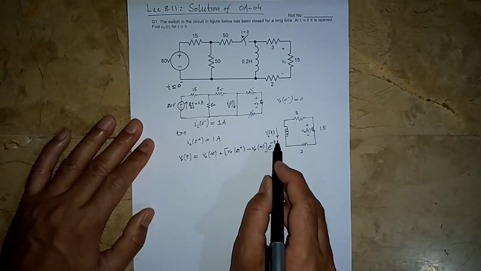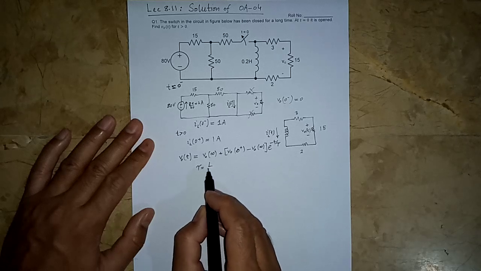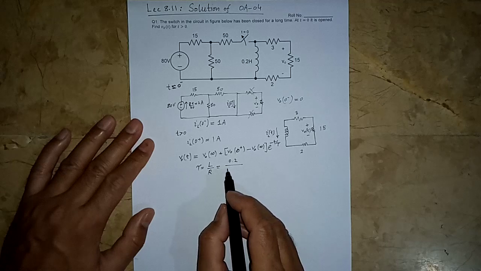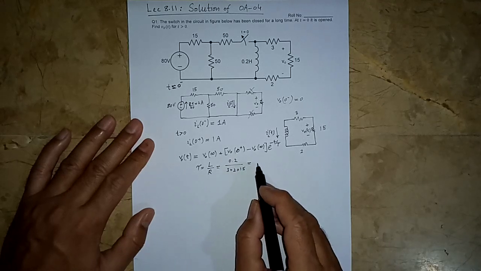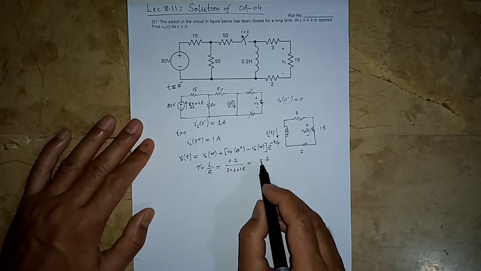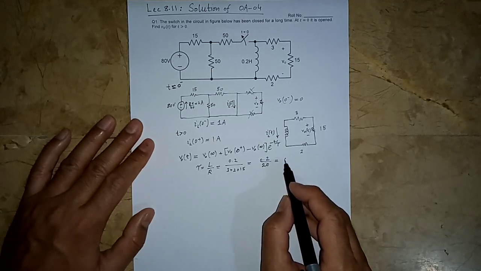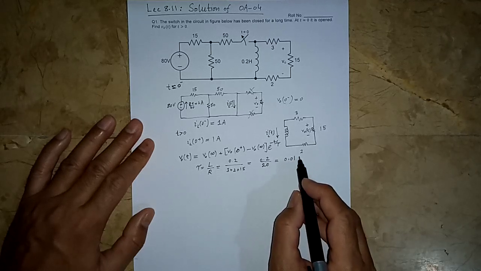e raised to power minus t by tau. So tau in this circuit would be the RL circuit, L by R. That would be 0.2 over 3 plus 2 plus 15, all are in series. That is what the inductor is seeing. It is 0.2 over 20. So what do we get is 0.01 seconds.